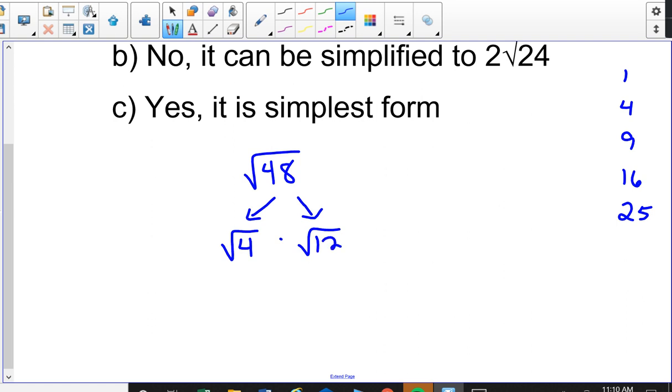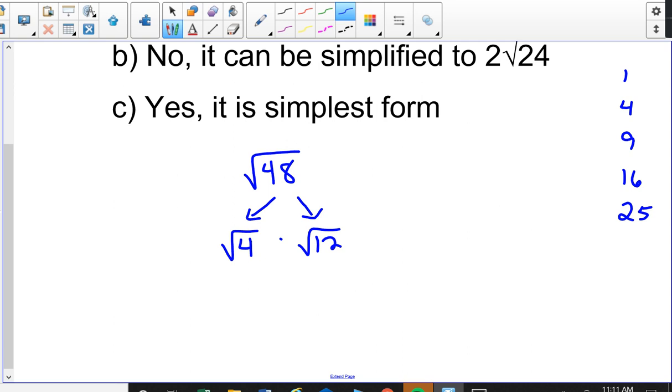However, I want to keep going and check if there's a bigger perfect square, because if I write it like this, 12 is not in simplest form. I'm going to have to simplify twice. I don't want to simplify twice. I want to simplify once and get directly to the most simplified form of this number. So I'm going to continue down my list.